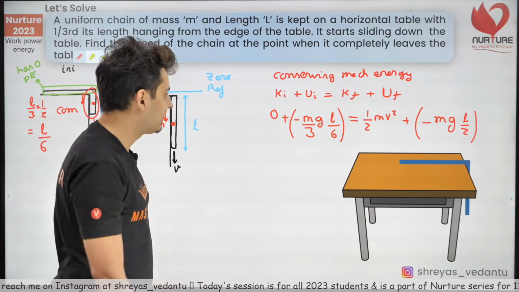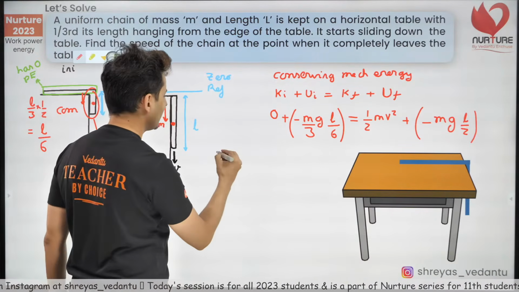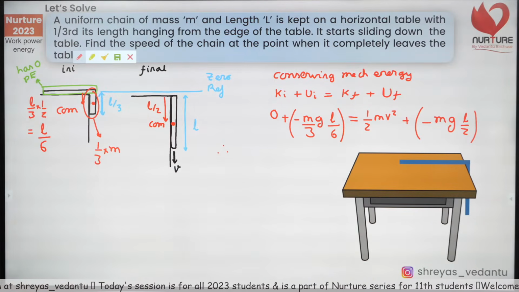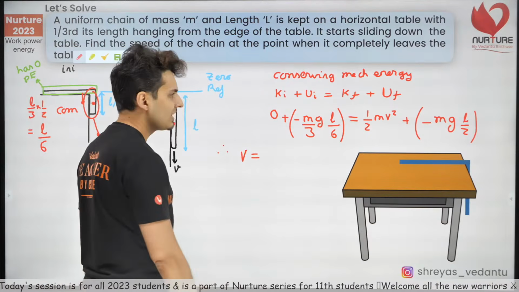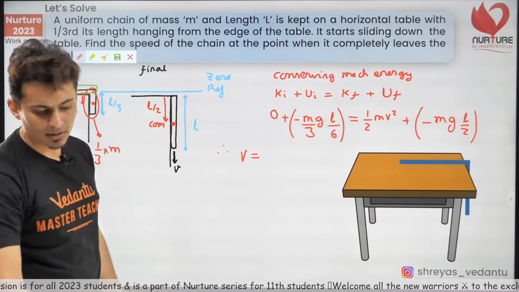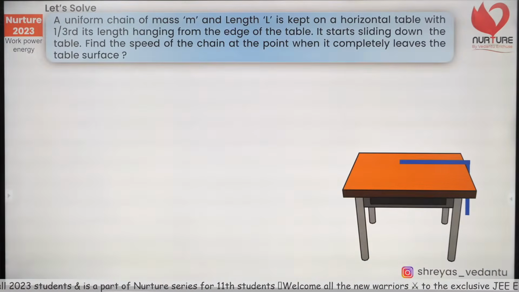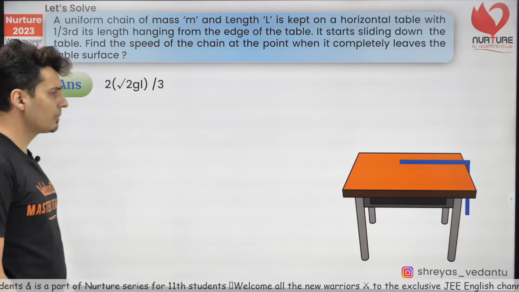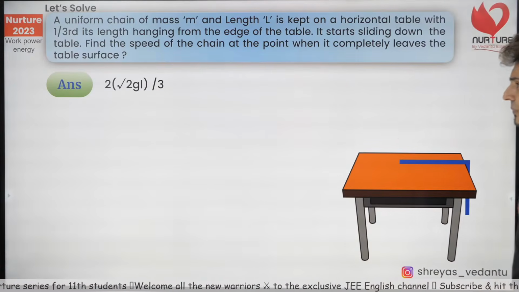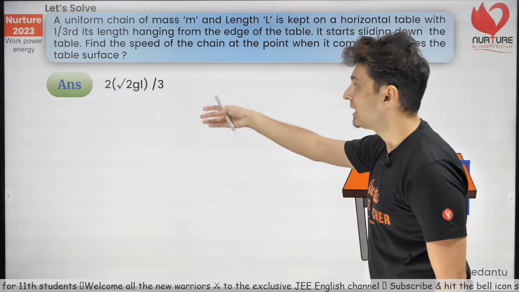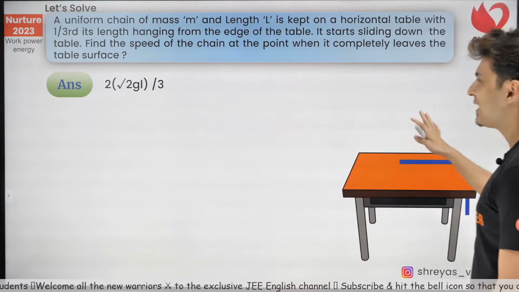Now you solve this. This is not that difficult. You can get the answer. Solve this. I'm pretty sure you'll get the answer from this. Solving that is not the difficult part. You can check it out. The answer is over here: 2 root 2 GL by 3. Just short of time, that's why I'm not solving it, else I would have solved it. So 2 root 2 GL, the entire thing divided by 3. That's how this question is.